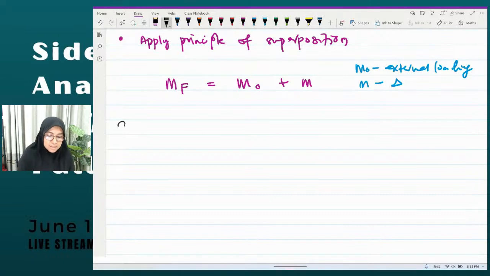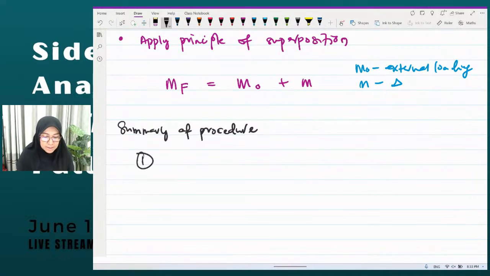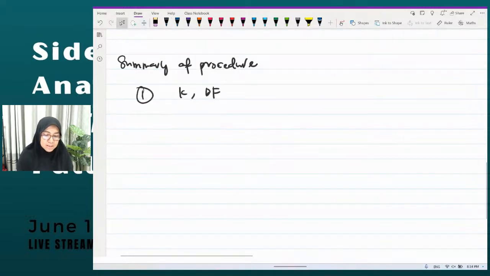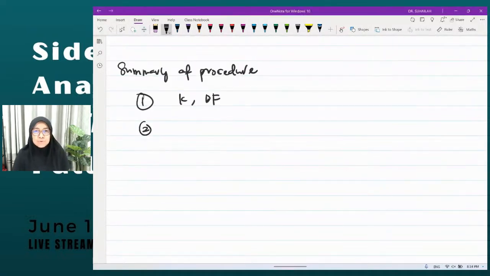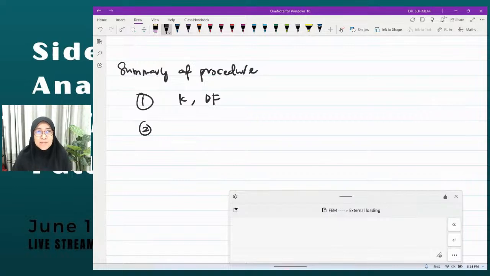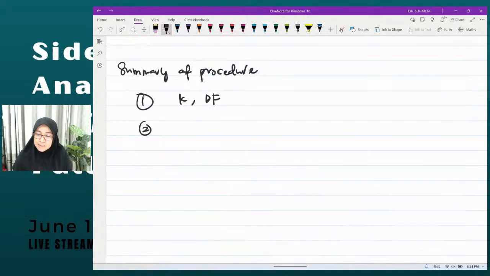Okay, I have explained in class the summary of procedure. So number one, this is the summary of procedure. Step number one, we have to calculate K and DF as usual. K and DF, in this case, I is not constant, so be careful. Okay, step number two, we will analyze the no sidesway frame.